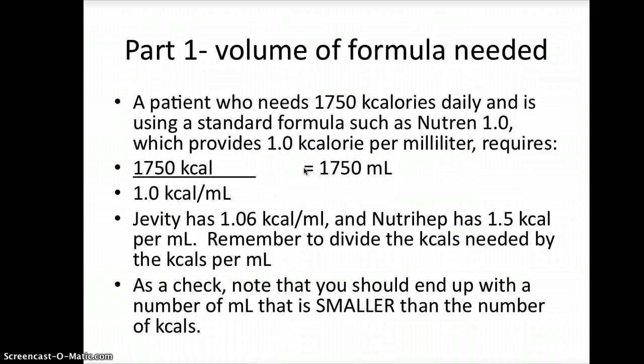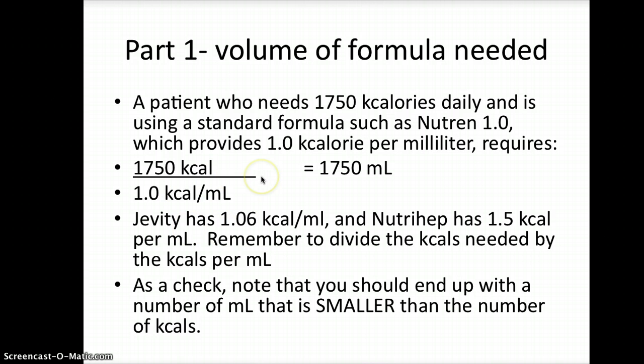I can't remember the name of it, but in any case, I'm using a 1 calorie per milliliter formula. Please note that when you are doing your homework, Gevity has 1.06 calories per milliliter and NutriHep has 1.5 calories per milliliter. So as I'm going through this example, you're going to be using different numbers, and we're going to start with just the Gevity, and I'll say remember to use your numbers for Gevity.